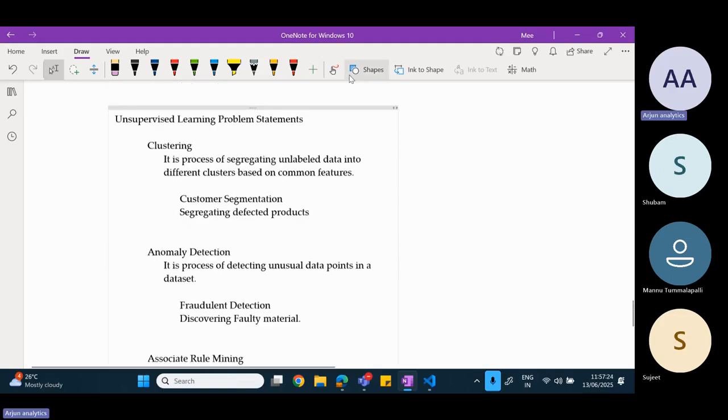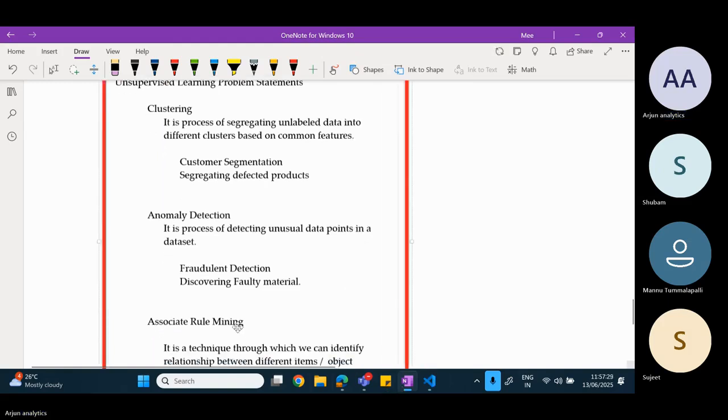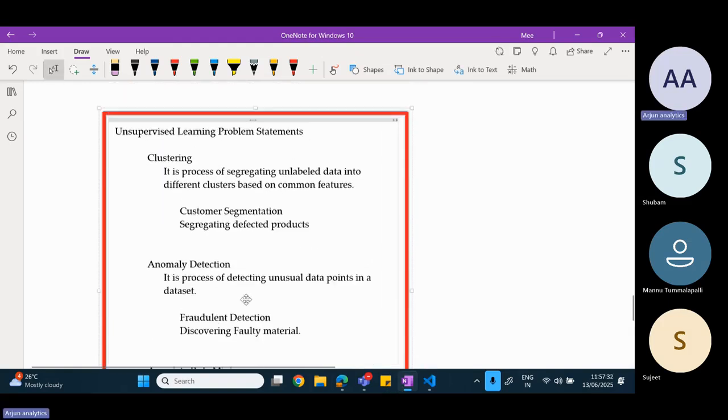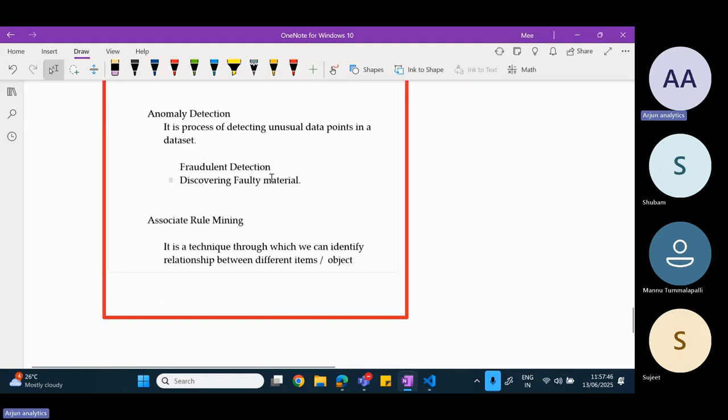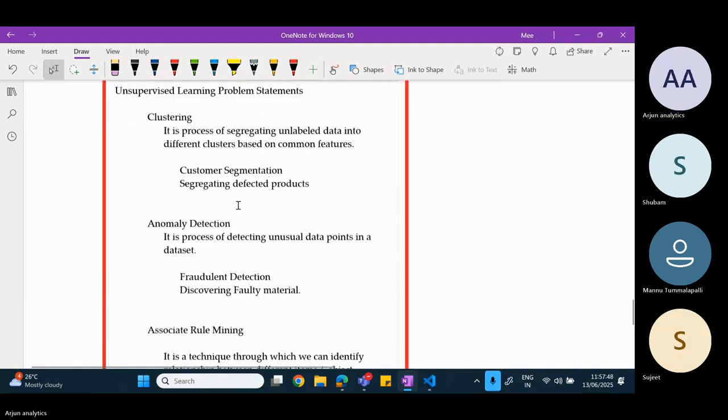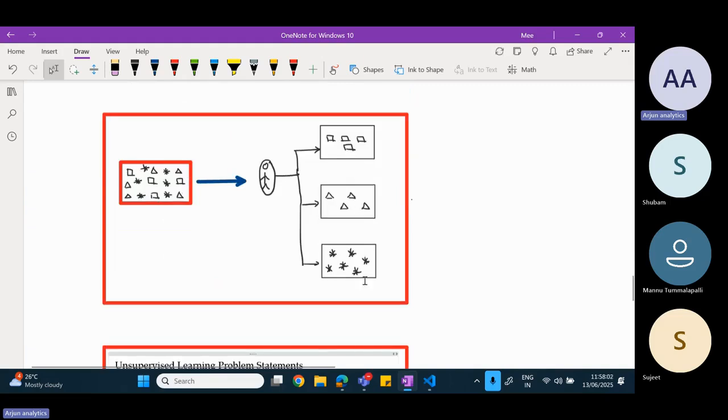Now, let me explain this. Clustering is a common thing. It will help us group the common objects together. Customer segmentation or segregating the defective products all come under this category. Segregating the products into defective and not defective, what you've done here is clustering.